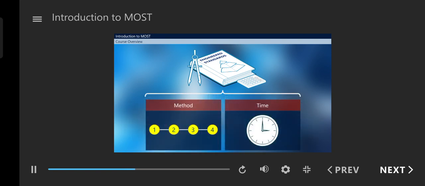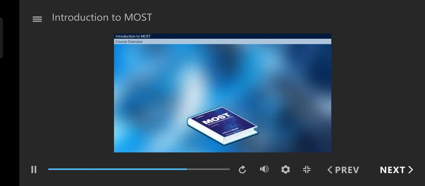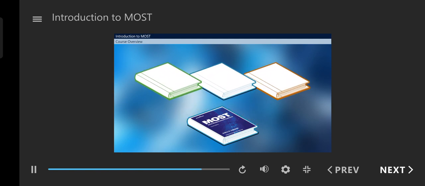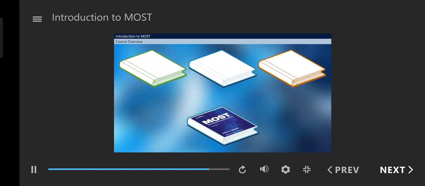A predetermined motion time system, such as MOST, is a widely used technique for measuring work because of its accuracy and ease of application. This course will provide you with an overview of MOST and introduce you to the 3 MOST work measurement systems: Basic MOST, Mini MOST, and Maxi MOST.